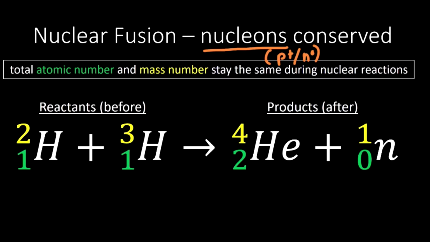That's what we mean for nucleons to be conserved. And so notice there, all in the yellow, we have mass number. On the left-hand side, we have 2 and 3, gives us 5. And on the right-hand side, we have 4 and 1, also gives us 5. So our mass number has stayed the same. Let's check out our atomic number. That bottom one, which tells us the number of protons, we had 2 protons before, and we have 2 protons after. So we always have to compare the protons and neutrons we started with and the protons and neutrons we ended with.